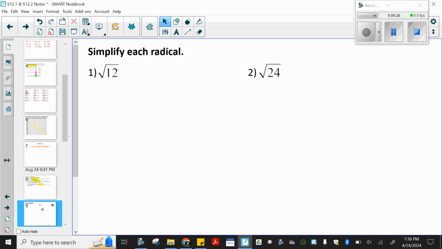So let's rewind. Here's what a prime number tree is. 12, we need to put this. The number goes on top. The two numbers that can multiply together to make that number go on the bottom. 3 and 4. If they're prime, we circle. If they're not prime, we do it again.